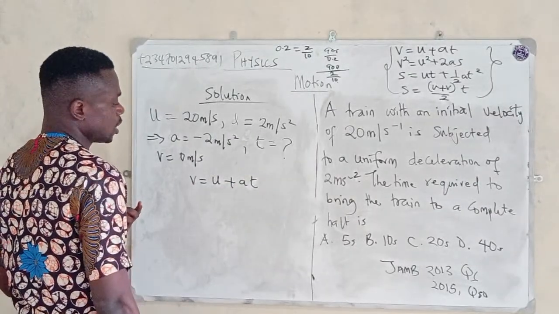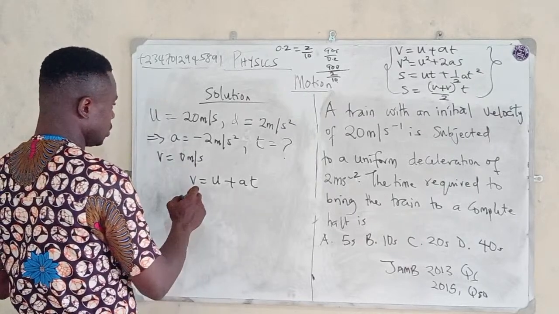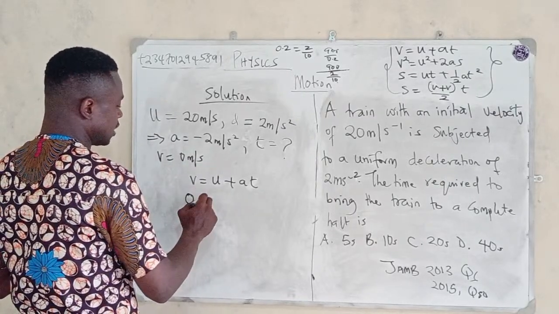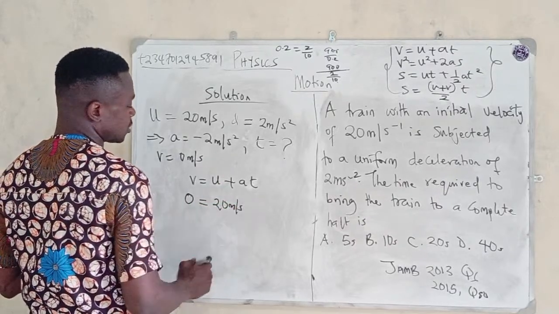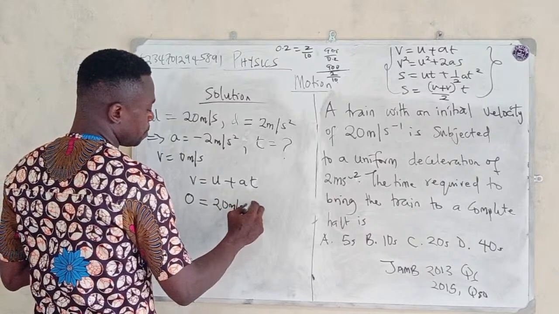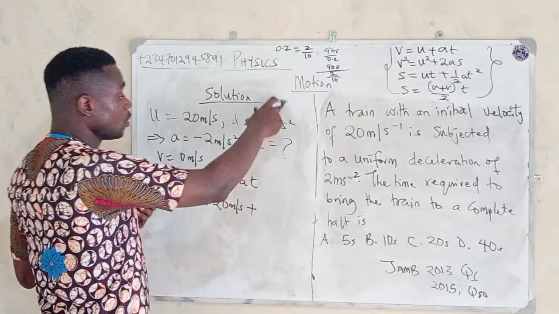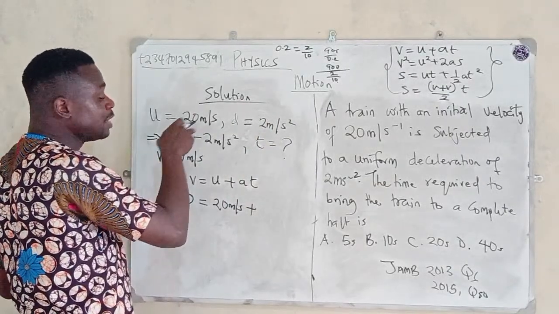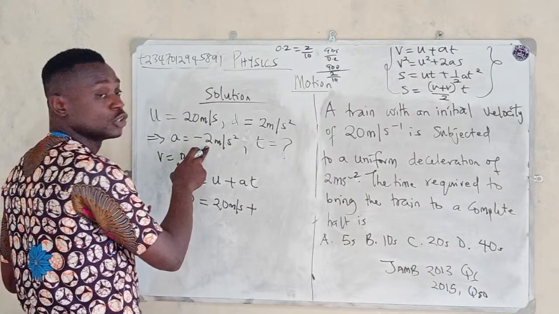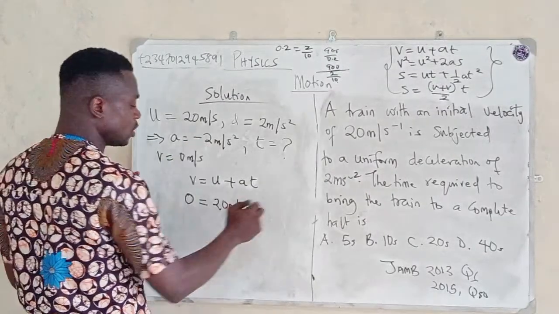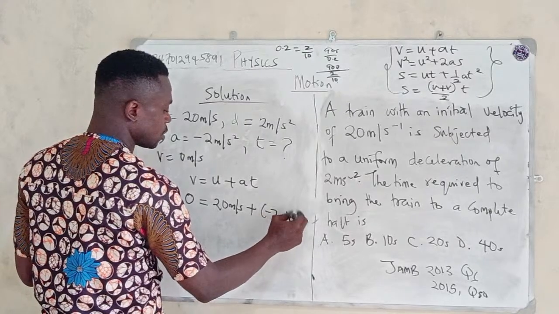U plus AT. Remember, we are looking for time. So V is 0. Here, the final velocity is 0. So 0 is equal to the initial velocity, which is 20 meters per second, plus the acceleration. They gave us deceleration, which we said that acceleration is the negative of deceleration. So whenever we say acceleration, we put minus 2 meters per second squared, times t.